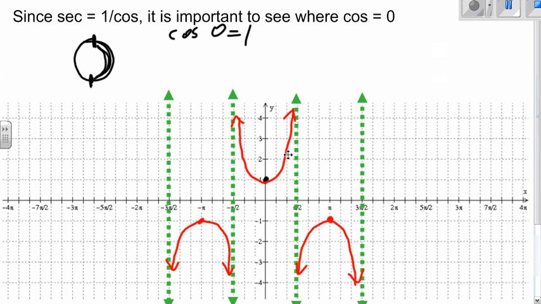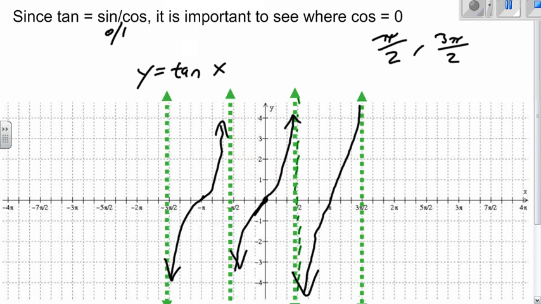The period would be the full length of 2 pi, because that's how long it takes for each part to happen. So the period is 2 pi. Go back and write for tangent, the period is pi.